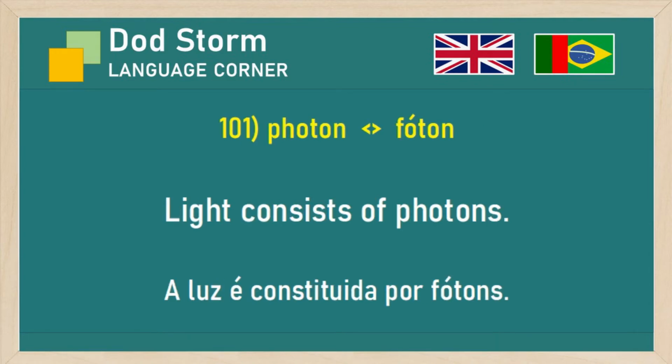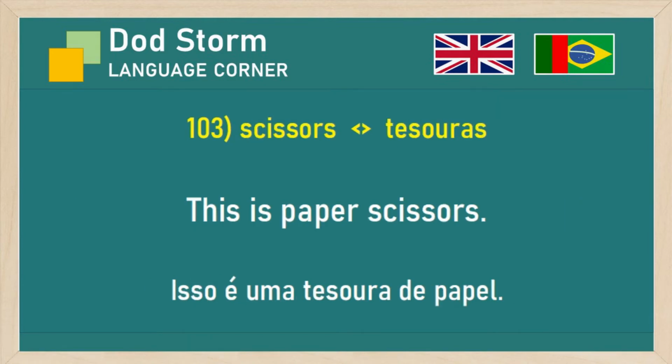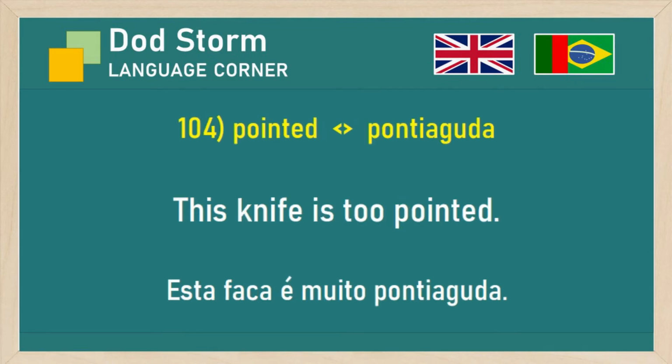Light consists of photons. Platinum is more expensive than gold. This is paper scissors. This knife is too pointed.